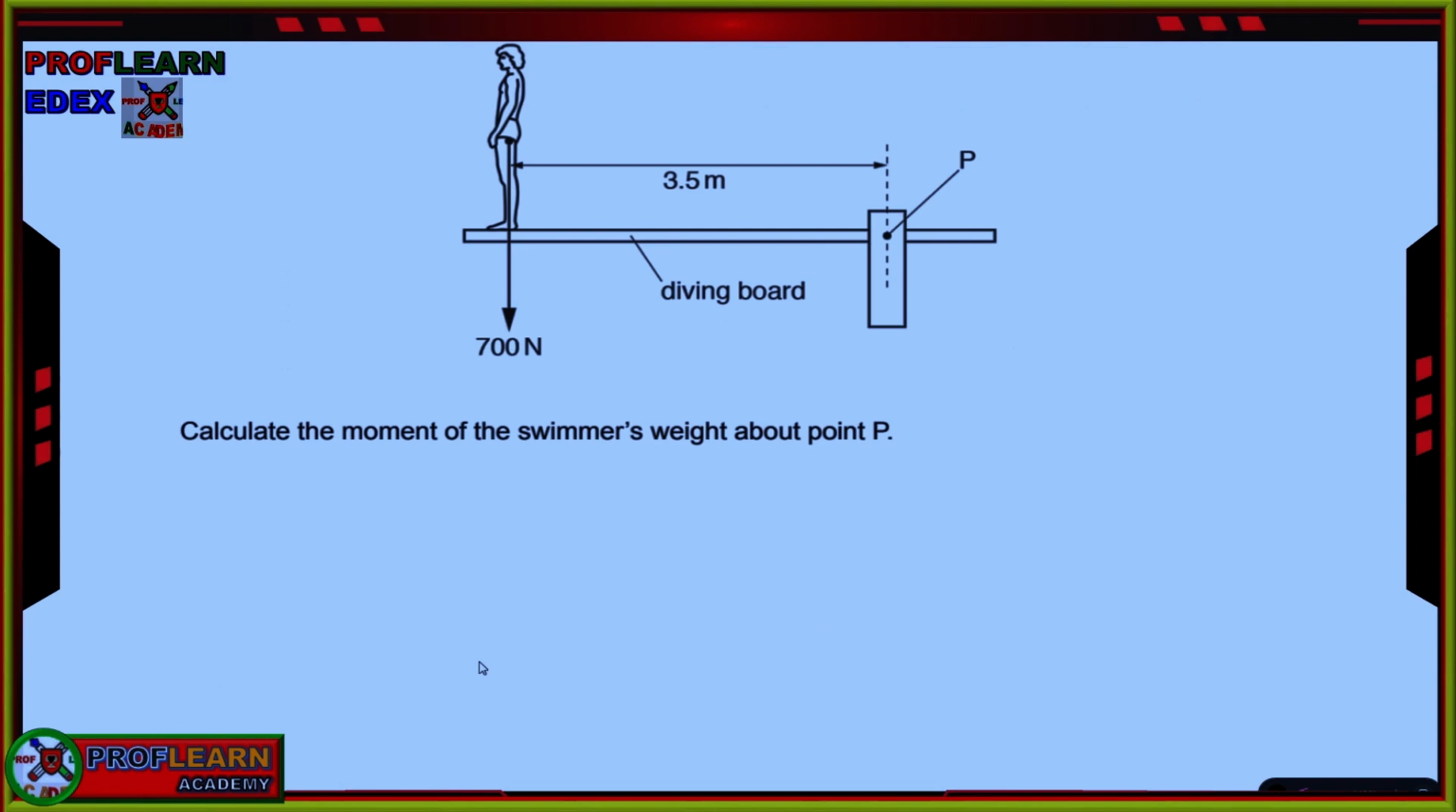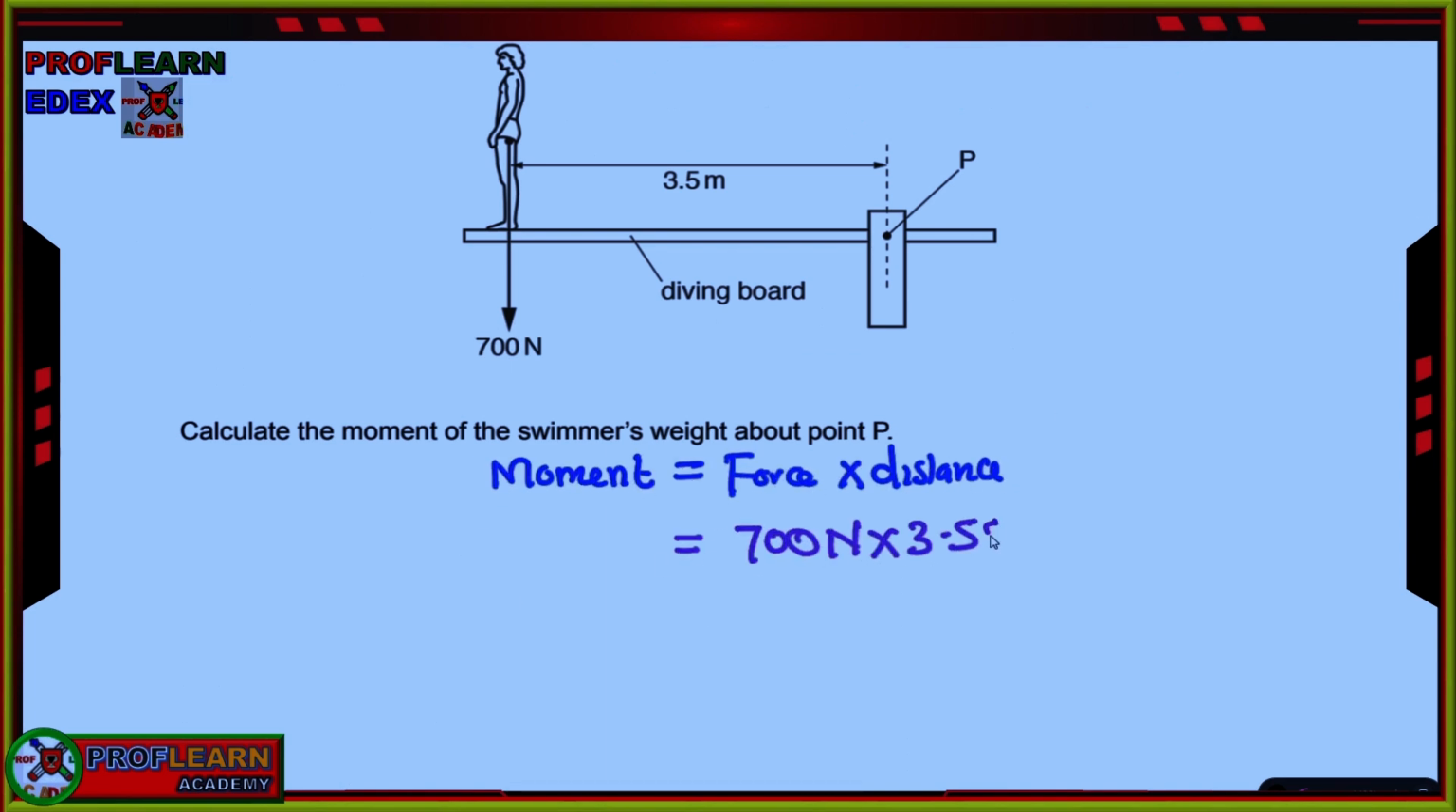Now this is the concept that confuses most students. Calculate the moment. Here we are not asked to calculate momentum. You need to understand the difference between moment and momentum. Moment is force times perpendicular distance. And if you're working out the moment, we are going to say 700 newtons times 3.5. You get your answer there.